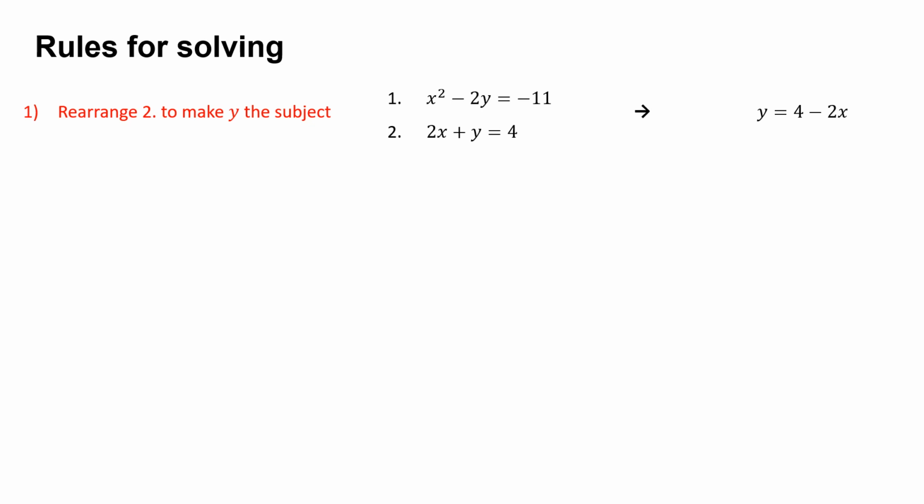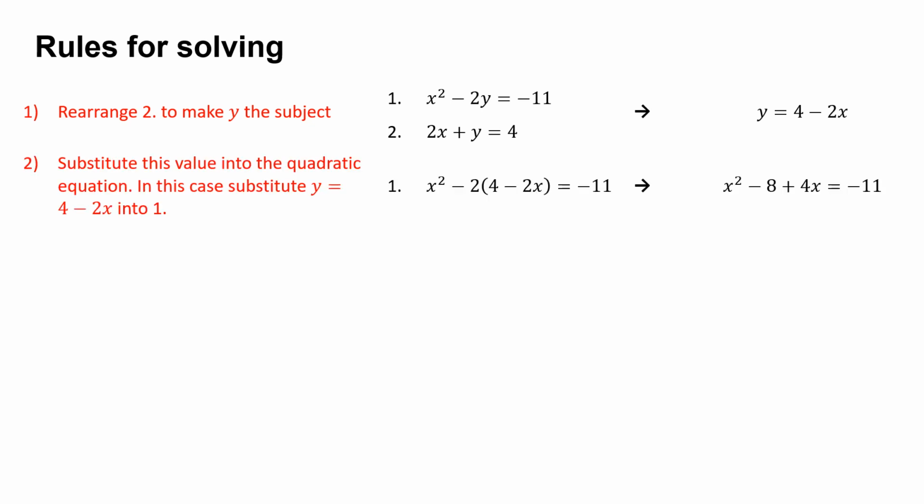So what do I mean by that? You can see that we have x squared minus 2y equals minus 11 as our quadratic equation. Now, the x term is the quadratic because it's x squared. The y term is the linear term because it's just 2y. So we want to make y the subject, and we want this top equation, this equation 1, we want to rewrite this all in terms of x. So we've taken equation 2 and we're going to rewrite that in terms of y, and we get that y is equal to 4 minus 2x.